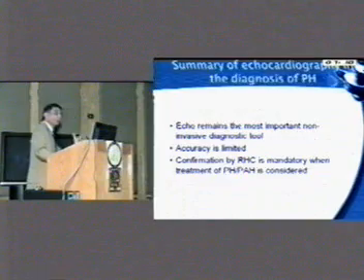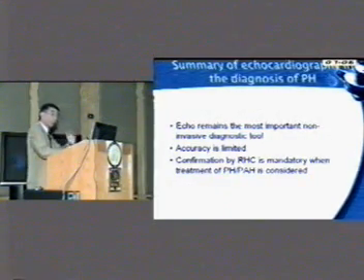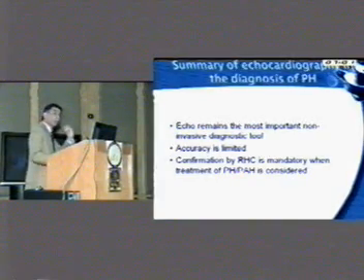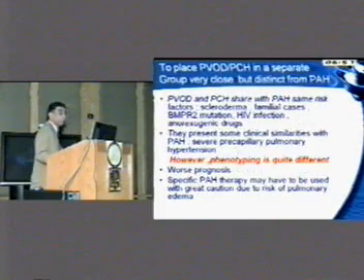يبقى زي ما قلنا الايكو ريمين ذا موست امبورتنت نون انفيسيف دايجنوستيك تول. الاكيورسي بتاعته ليميتد، وكونفيرميشن لازم اعمل رايت هارت كاسترايزيشن عشان كونفيرم بريزنس اوف ذا pulmonary hypertension بيفور ستارتنج التريتمنت.